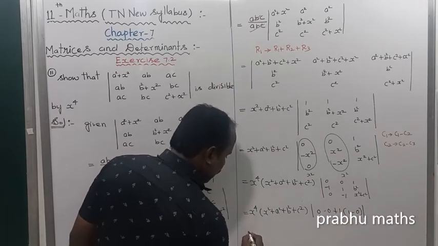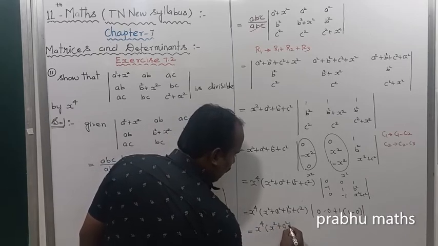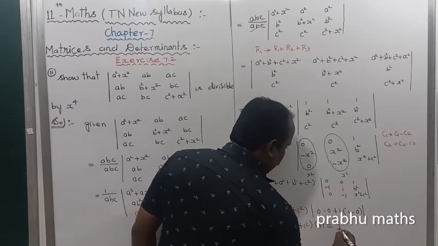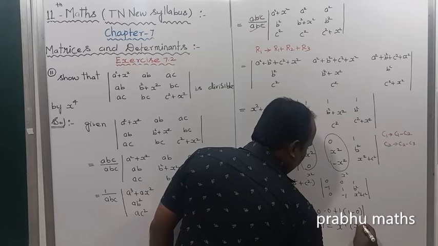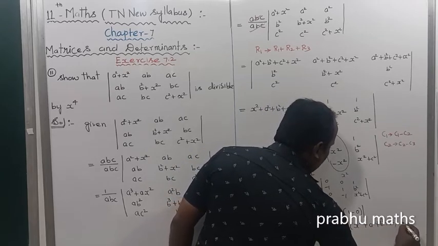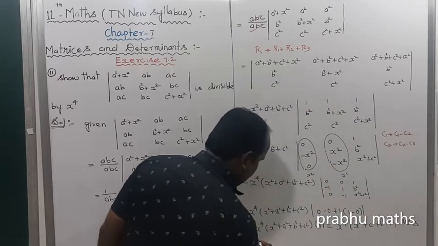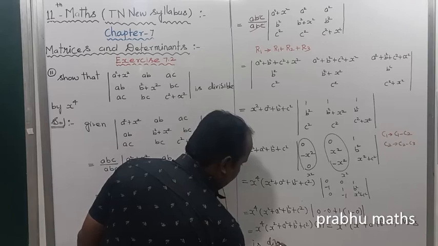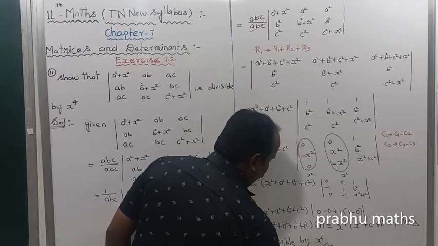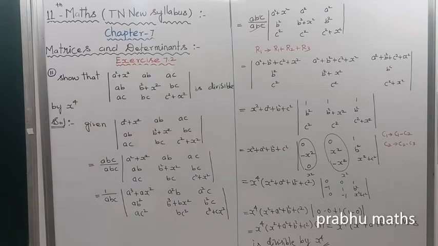So that is equal to x⁴ into (x²+a²+b²+c²) into 1. That is equal to x⁴(x²+a²+b²+c²), which is divisible by x⁴. That's the answer: it is divisible by x⁴.